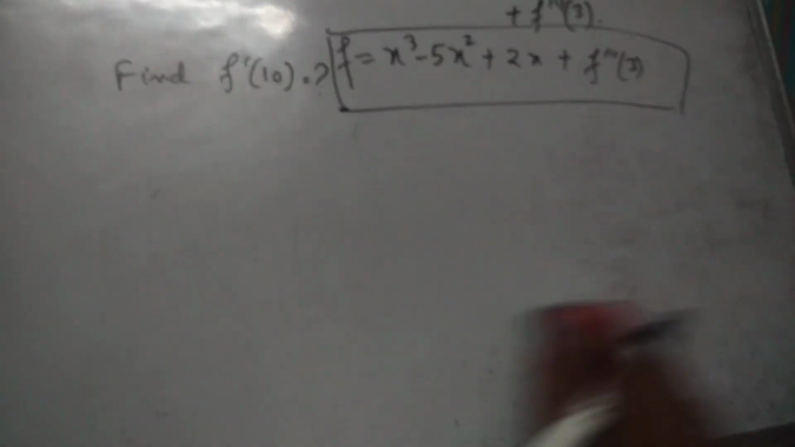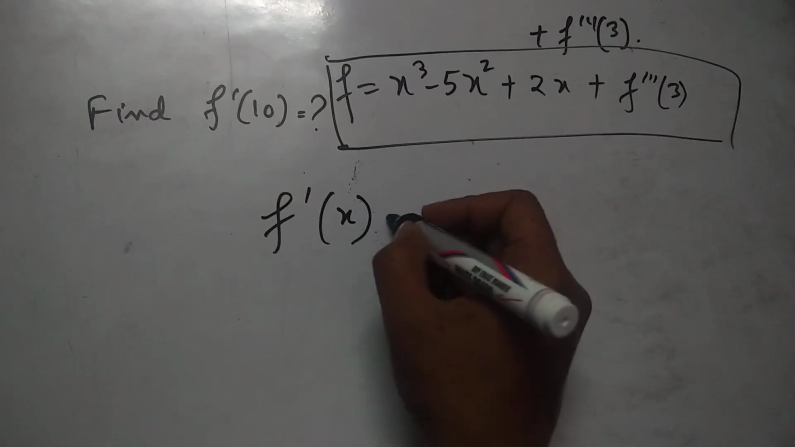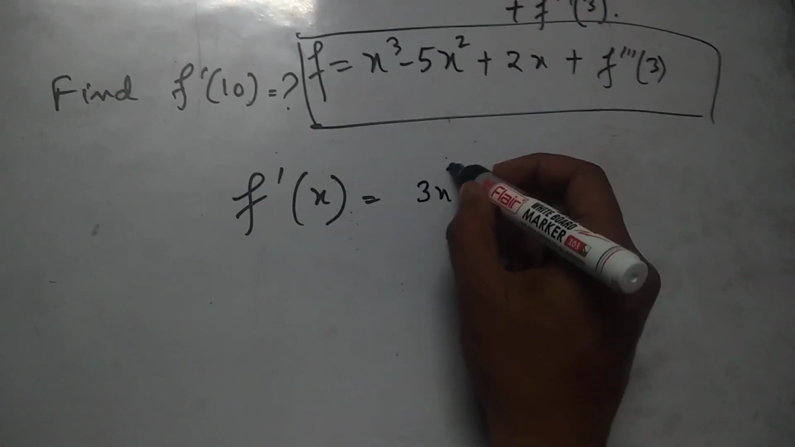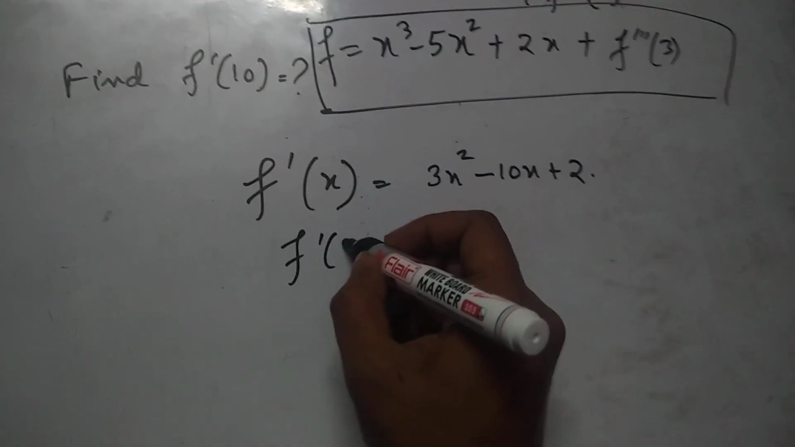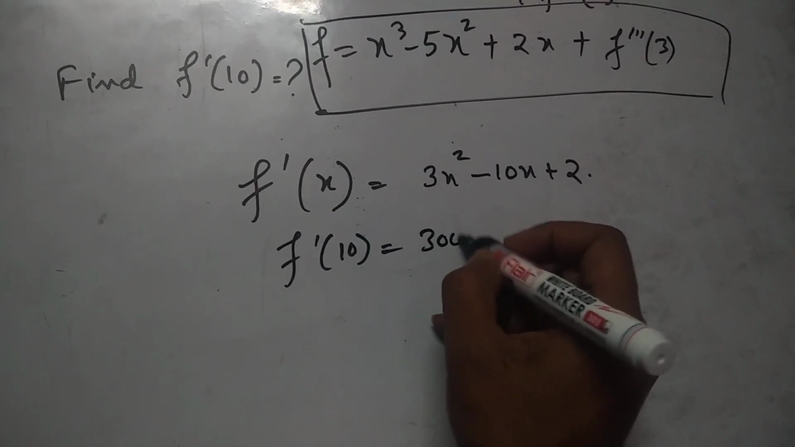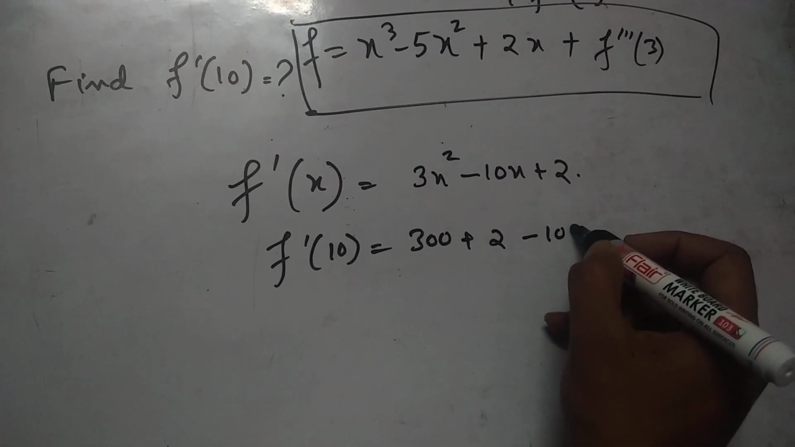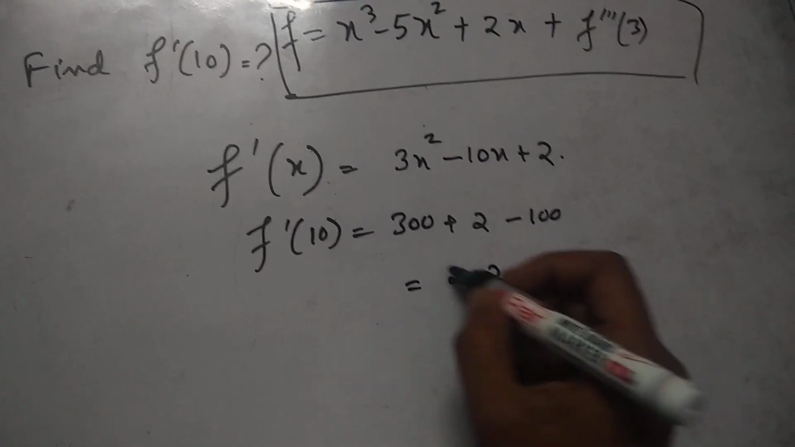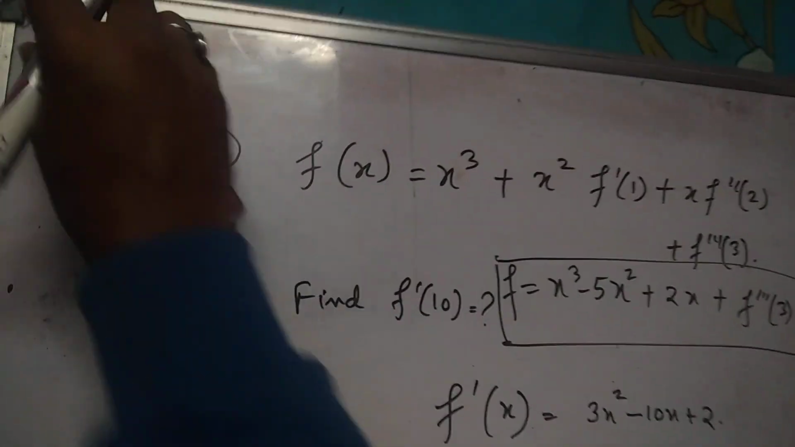So let's differentiate f(x) one more time. So f'(x) is 3x² minus 10x plus 2. So we get f'(10) as 300 plus 2 minus 100. So the answer is 202. Okay, so this is the answer. Chalo, let's move to the next question.